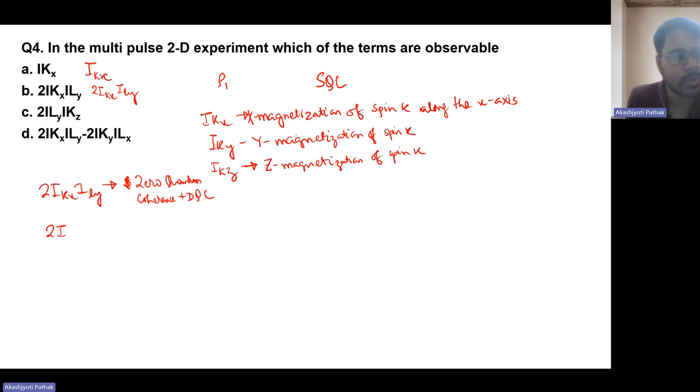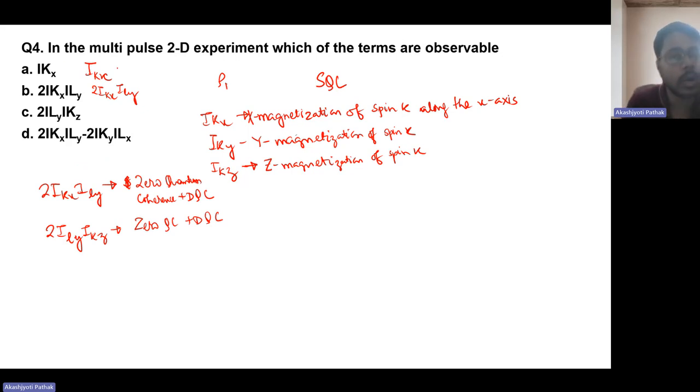Then similarly, this is also 2ILY IKZ. This is also a combination of zero quantum coherence and double quantum coherence. Now, when these terms are added, combination of these terms results in pure quantum coherences. Okay, pure zero quantum coherences or pure double quantum coherences. Like here in option D that you see, 2IKX ILY minus 2IKY ILX. The combination of these two terms results in pure zero quantum coherence or double quantum coherence.